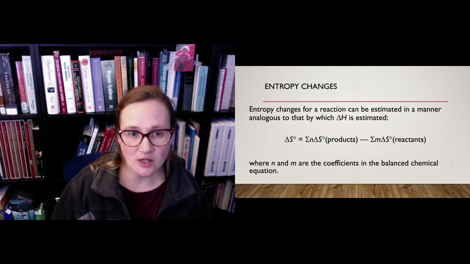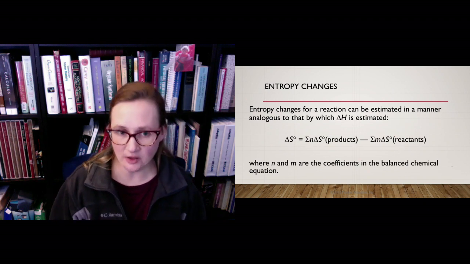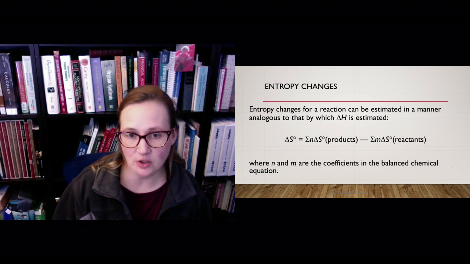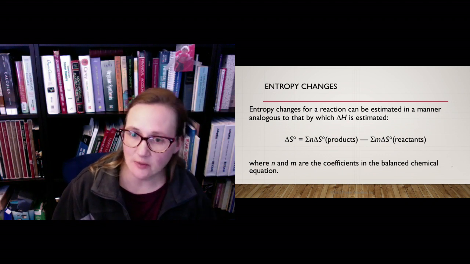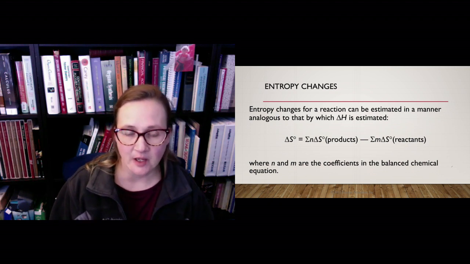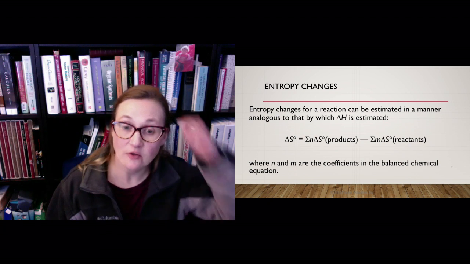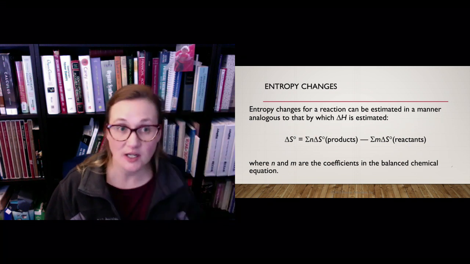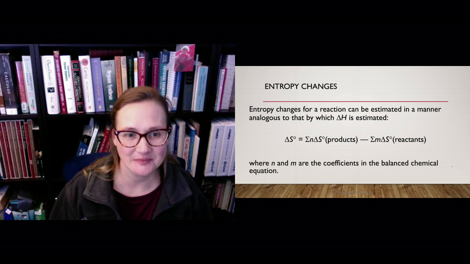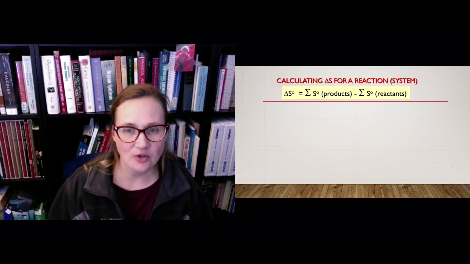And we're going to measure entropy changes just like we did with enthalpies, where we take the products times the stoichiometric coefficient and subtract from it the reactants times their stoichiometric coefficients. And we can measure entropies of reactions given those standard entropies from the table. All right, so let's start.